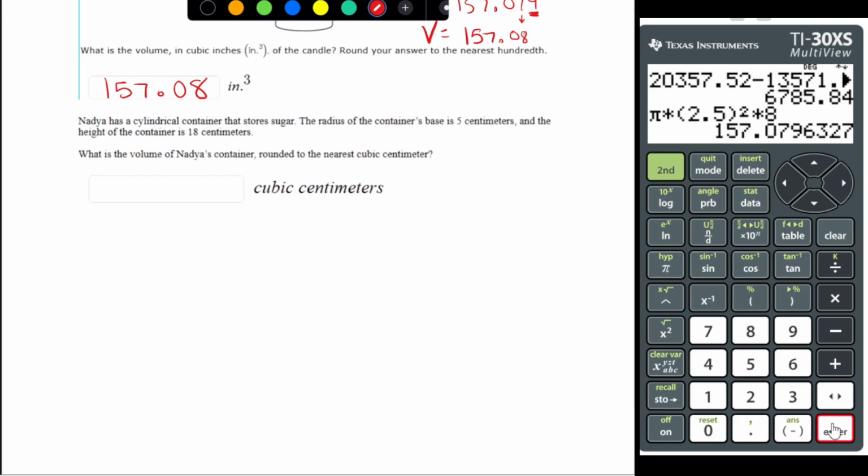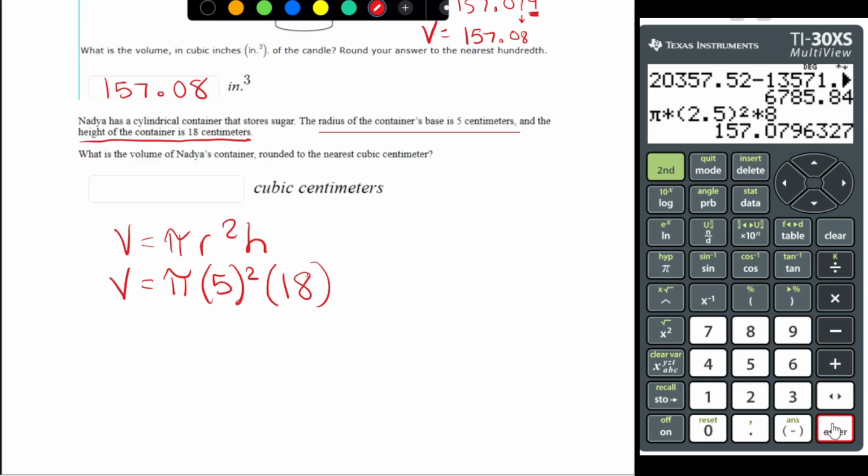All right. Last one. Nadia has a cylindrical container that stores sugar. The radius of the container space is 5 centimeters. The height is 18. What is the volume to the nearest cubic centimeter? That means the nearest whole number. So they give us all the information. The radius is 5. We don't need a picture for this. Volume equals pi r squared h. Pi times 5 squared. The height is 18.